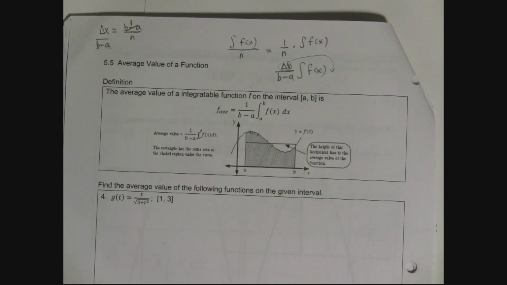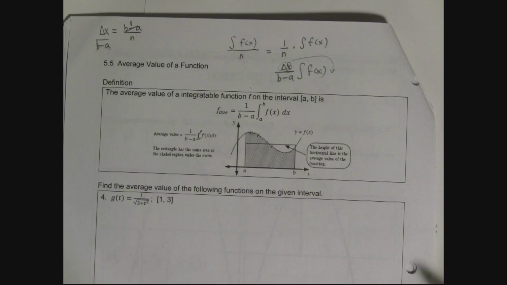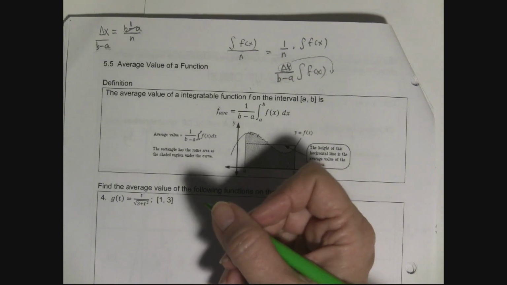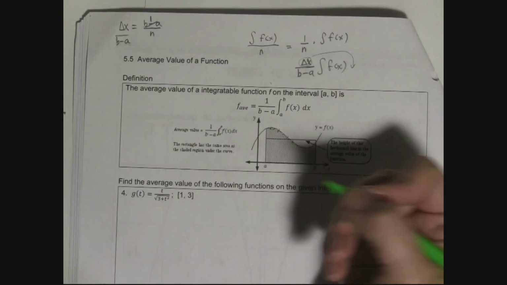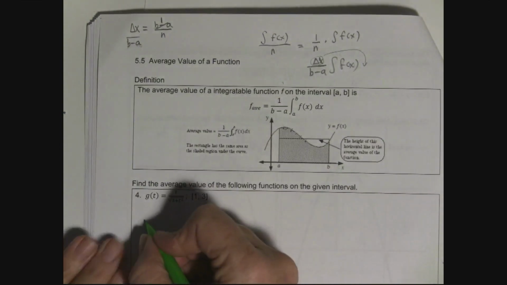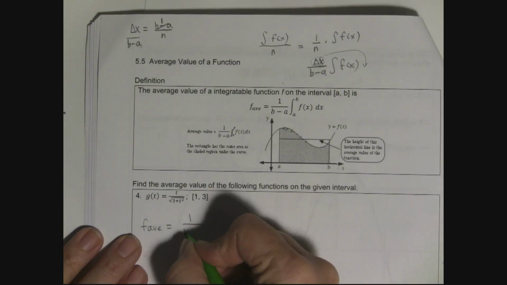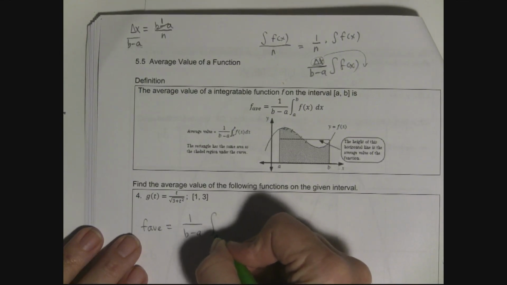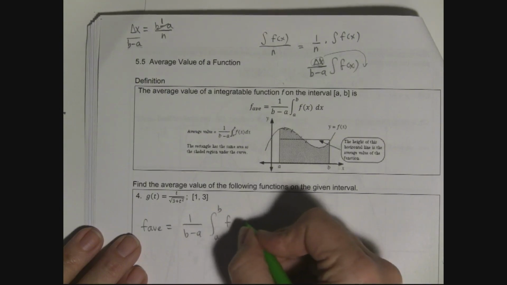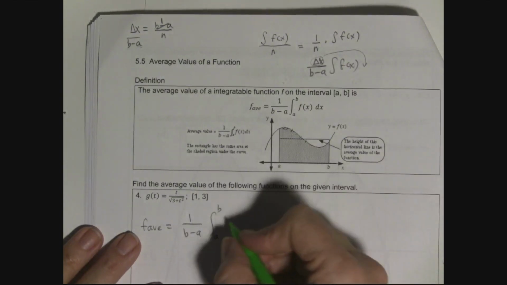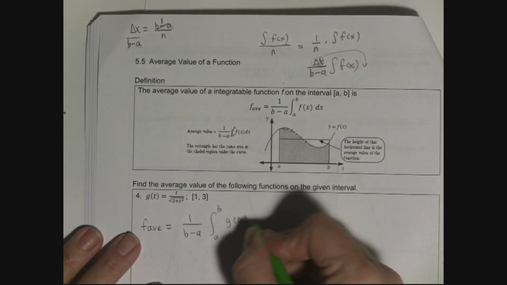It says here, find the average value of the function on the given interval. Why I say that these are a little bit easier is because you don't have to ask, is it a shell? Whatever have you? Oh, average value. Okay. So the formula for the average value, F average, equals 1 over b minus a, integral from a to b of my function. In this case, my function is called g at t instead of f at x. So g at t dt.